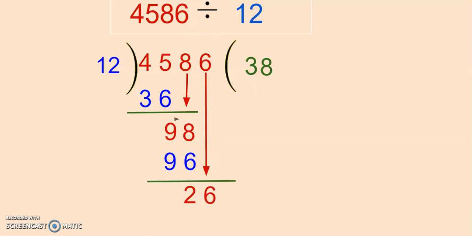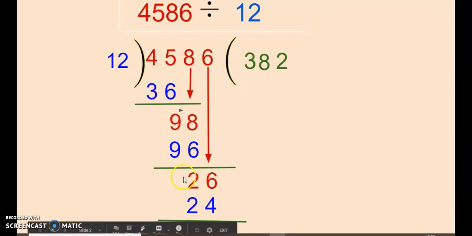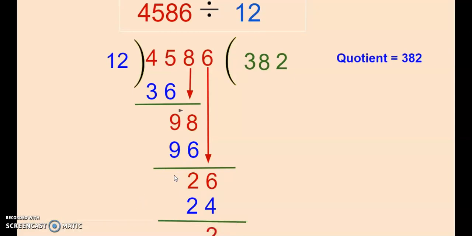Now we have 26. Again we are checking how many times of 12 can be subtracted from 26. 12 twos are 24. So we are subtracting 24 from 26, and you know very well that you will get 2 after subtracting 24 from 26. So what is the quotient here in this case, children? 382, and then remainder is 2.